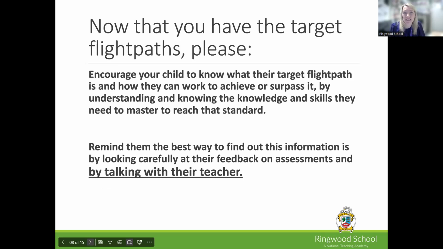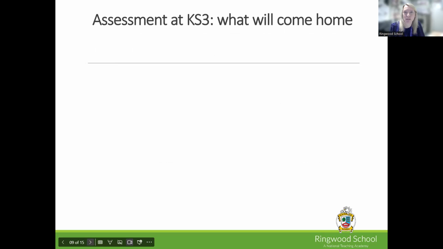What's the knowledge, what's the understanding that they need for a particular flight path? And remind them that the best way to find that information is either talking to their teacher or, of course, looking at their assessment feedback, which may well have targets on there for them to work towards.